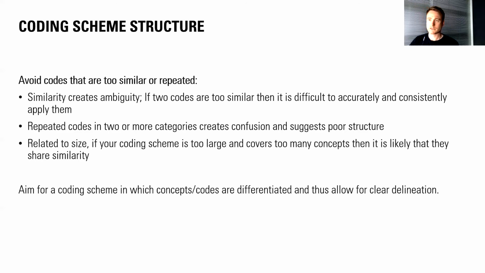Okay, relating to the size of the coding scheme, if you're finding that you have a vast number of codes, if you feel like it's too big, then chances are there's some similarity in there. So it's a good idea to go back, review it, and identify what is similar and what is not. What we're aiming for is a coding scheme in which the codes or concepts you're trying to capture are differentiated and have clear delineation between them. You want a high level of certainty of what you're applying, and for that you need almost no ambiguity and very little similarity.